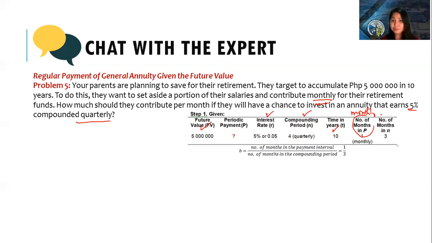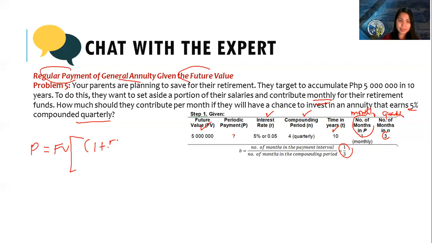So how many months are there in a quarter? There are 3 months. So our B is 1/3. Let's have the regular payment for general annuity given the future value. So the formula will be P equals FV times (1 plus R over N) to the power of B minus 1, all over (1 plus R over N) to the power of NT minus 1.